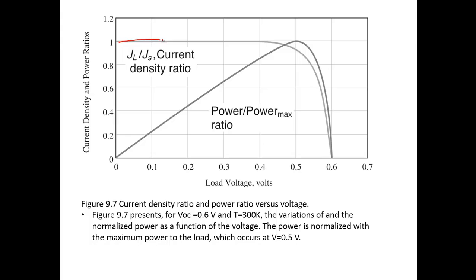So you can see how the current density stays the same until the load starts, and then eventually, as the load voltage increases, the current density starts to decrease after this threshold. You can see the power ratio increase as the voltage increases to a certain maximum, and then eventually it decreases down until you hit the open circuit voltage.